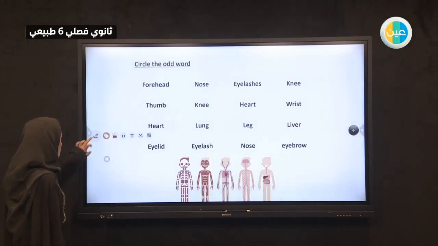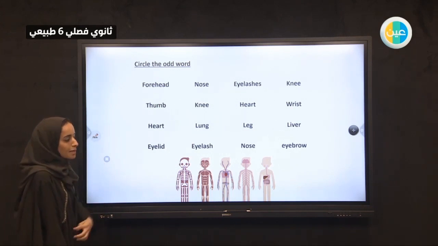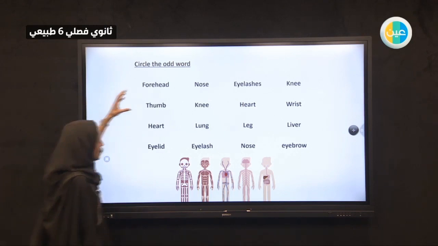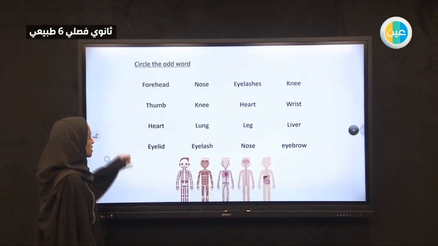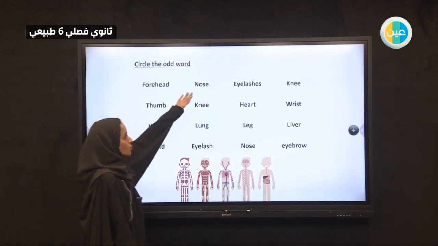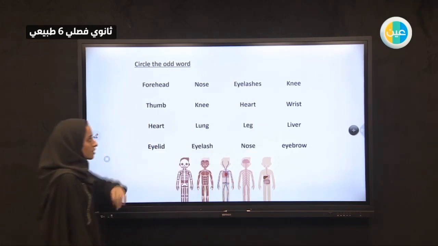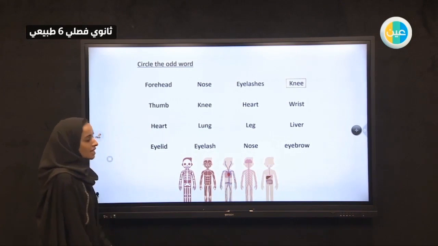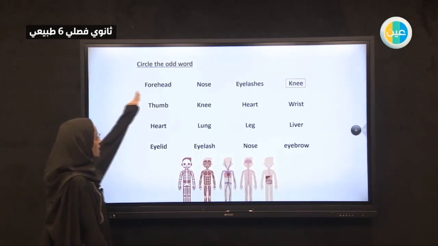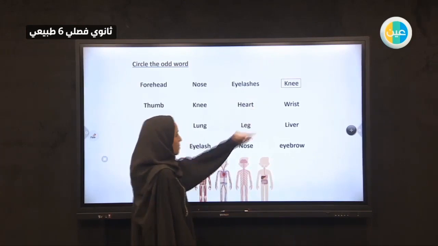Circle the odd word. What do we mean by the odd word? The word that is different. A word that doesn't belong to the group. Each line here is one group, and one word is different. So let's start. Forehead, nose, eyelashes, and knee. Which word is different here? The word that is different that we've got here is the knee. Why? Because all of these are within the head, but the knee is in your lower body.